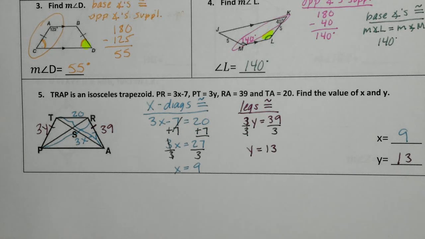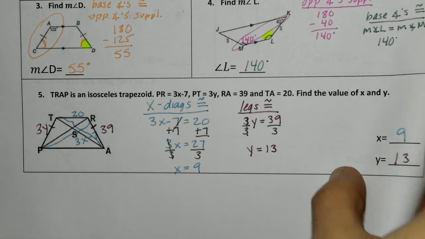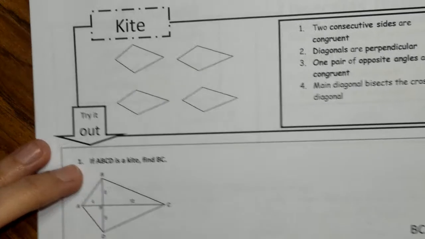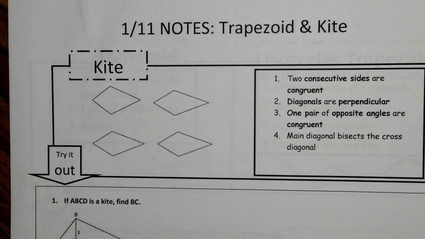Bam. Just like magic. There's your work. You should have gotten 9 for x and 13 for y. All right, last one we're going to look at is the kite.